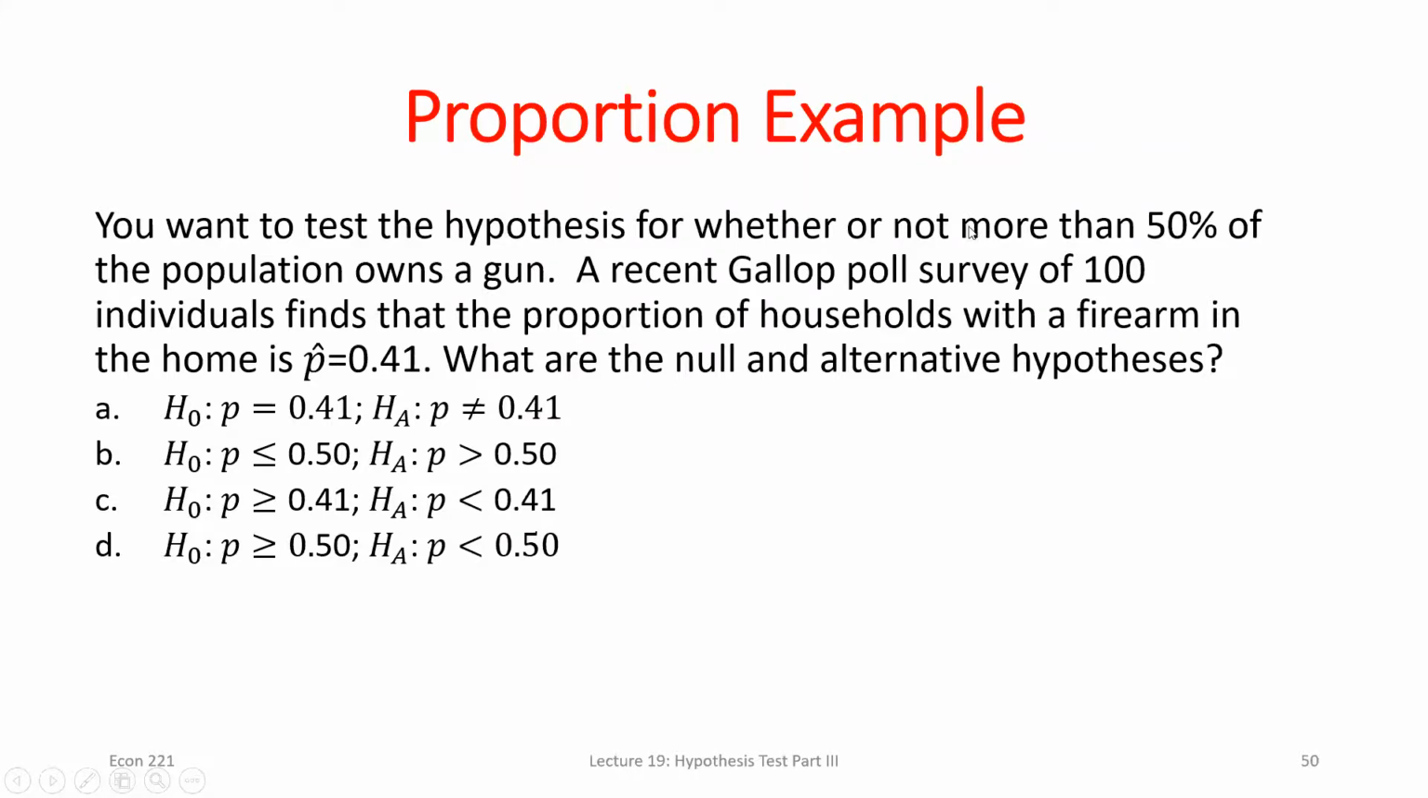So if I want to test for whether or not more than 50%, or greater than 0.5, of people own a gun, I then assume that the true population proportion of people who own guns is less than or equal to 50%, or less than or equal to 0.5. So I've got another greater than sign here, so a right-tailed test, right?